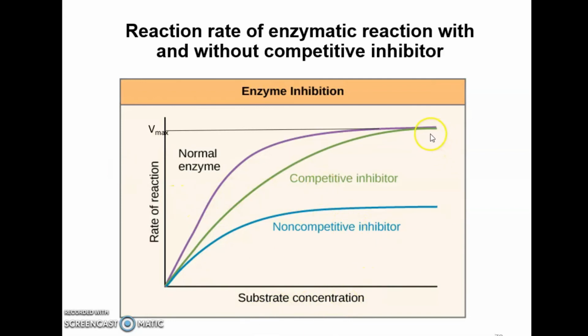Dan dia tidak akan dapatkan produk yang sama banyak. Kerana apa? Sebabnya substrate concentration tidak akan memberi kesan kepada non-competitive inhibitor. Kerana apa? Non-competitive inhibitor will bind to allosteric site. So even though we increase the substrate concentration, since the non-competitive inhibitor binds to the allosteric site, substrate memang tak boleh nak bind. Okay, tambahlah banyak mana substrate concentration sekalipun, sebab they are not competing for the same active site.